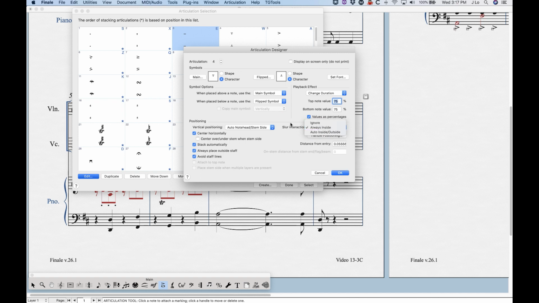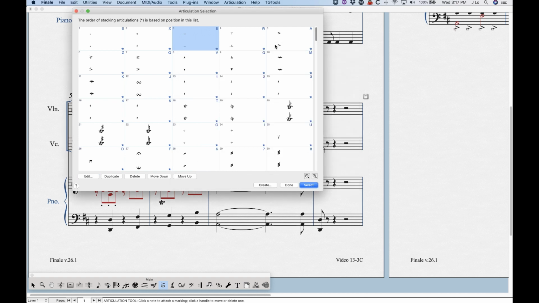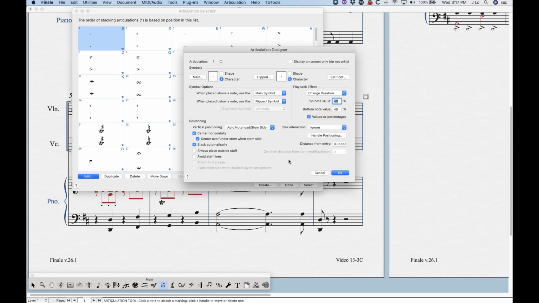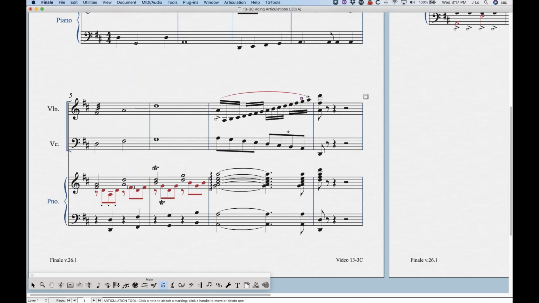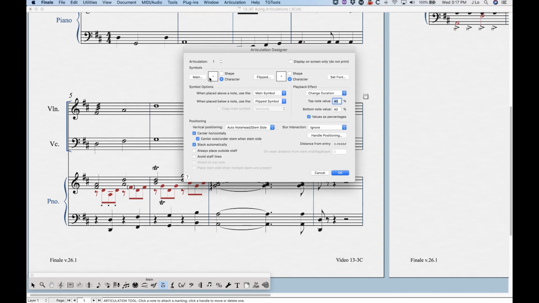And then obviously ignore will do just that. It will ignore it. So if I were to use that staccato again and choose the ignore option, you'll see that now the slur kind of runs into that staccato, which is not a great thing. So it's helpful for that staccato to be always inside. All right, so that is slur interaction.